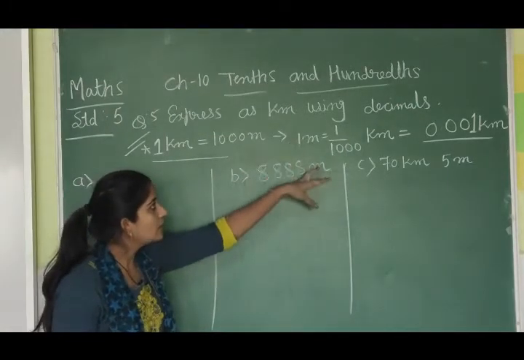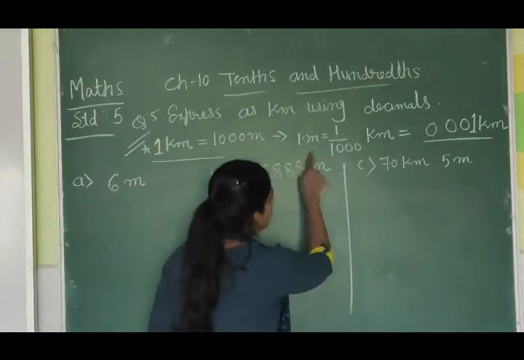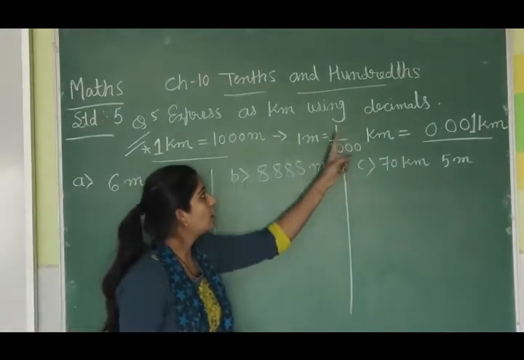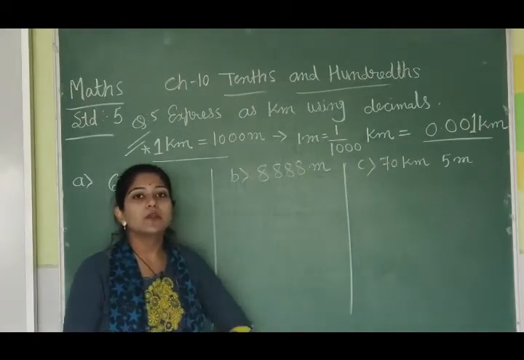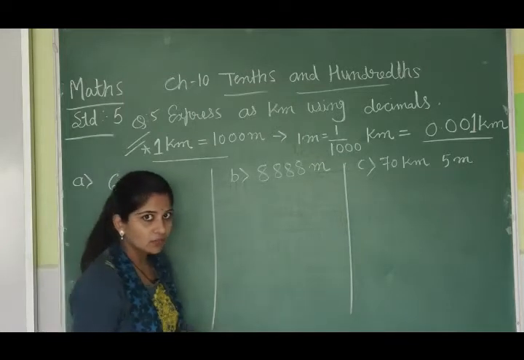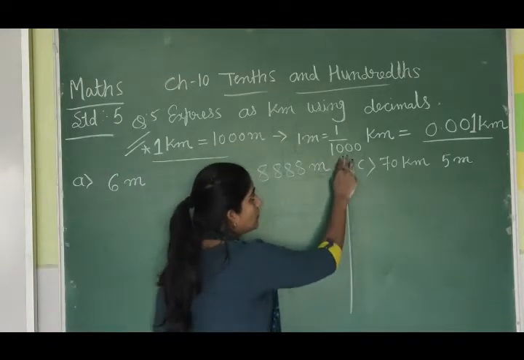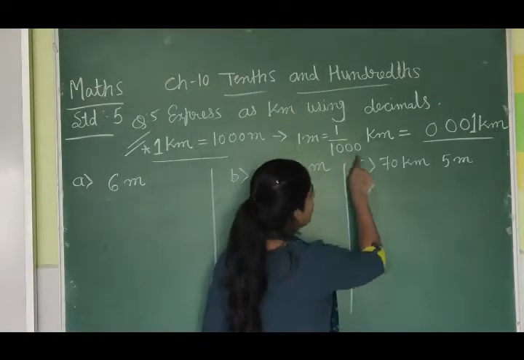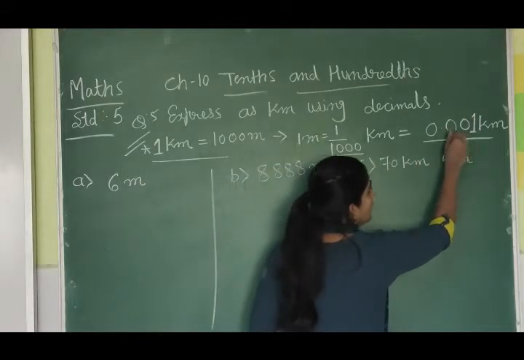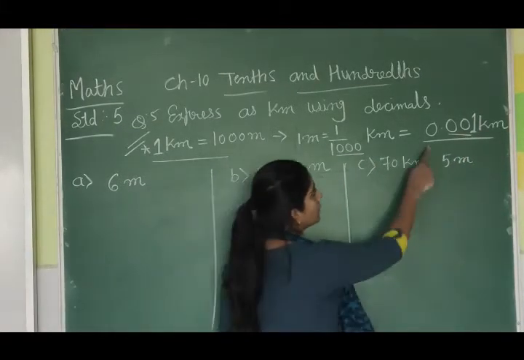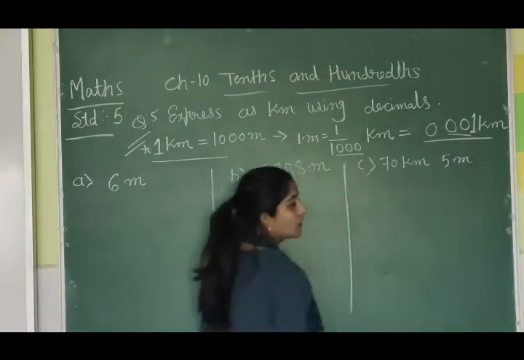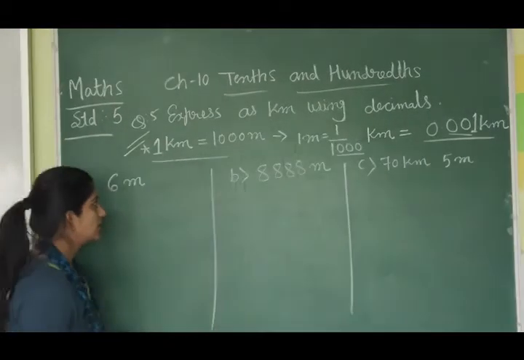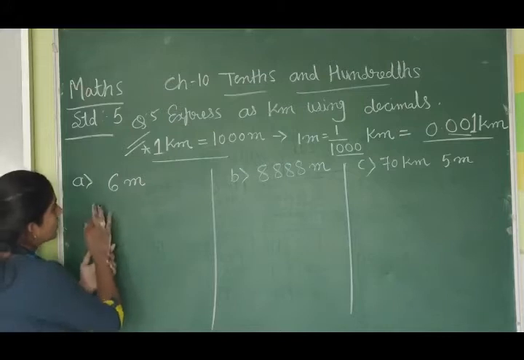Now in the fraction form how will we write? 1 meter is equal to 1 upon 1000 kilometer. Now फ्रैक्शन को आपको decimals में कैसे convert करना है? You know, here there are 3 zeros, means there should be 3 digits after the decimal point. So 1, 2 and 3, these 3 zeros, so there should be 3 digits after the decimal point, means 0.001 kilometer.